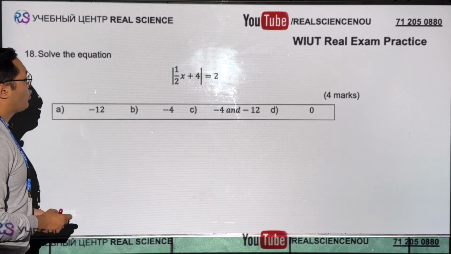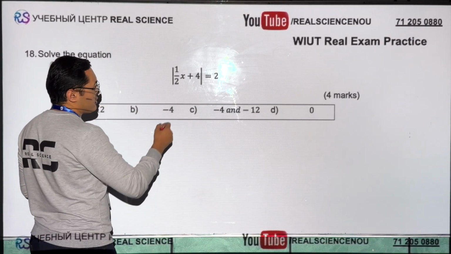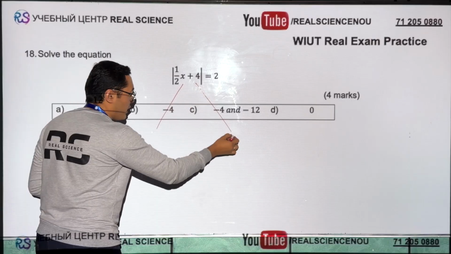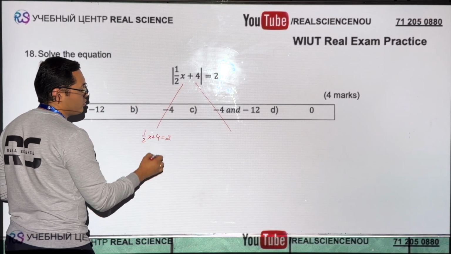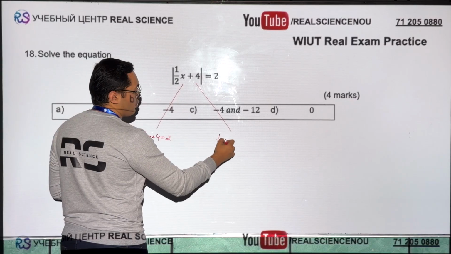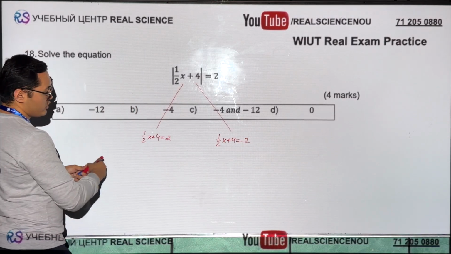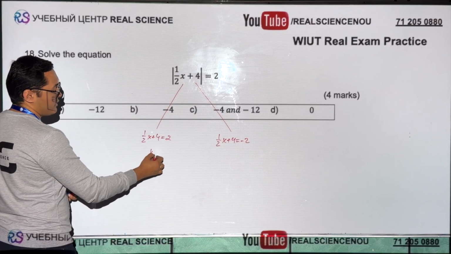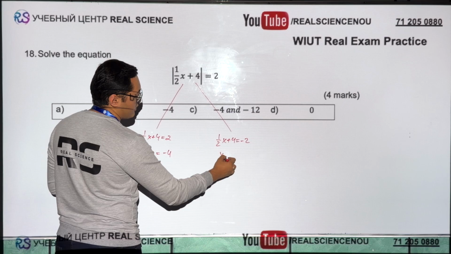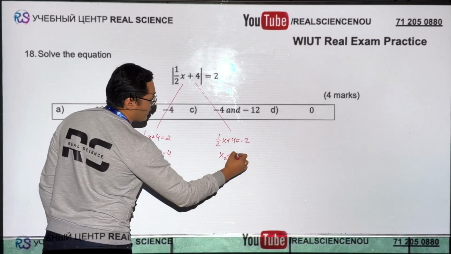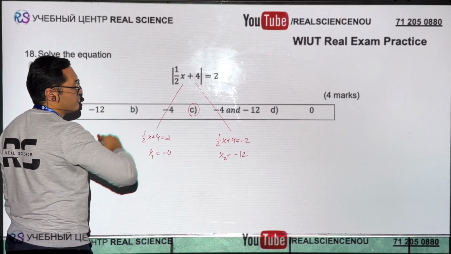18, solve the question. To solve this kind of question, we divide that into 2 parts. The first part is going to be 1 over 2x plus 4 is going to be equal to positive 2. The second part, 1 over 2x plus 4 is going to be equal to minus 2. You solve the first one, you solve the second one, and then you're going to get the answer. The first one is going to give us minus 4. The second is going to give us minus 12. Okay, that makes C the answer.